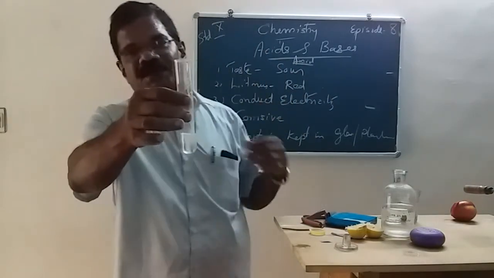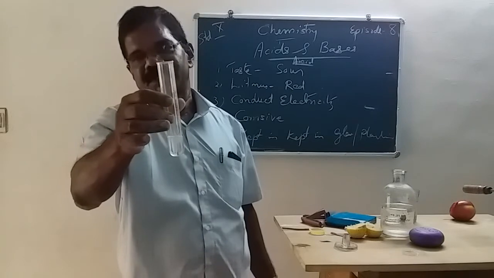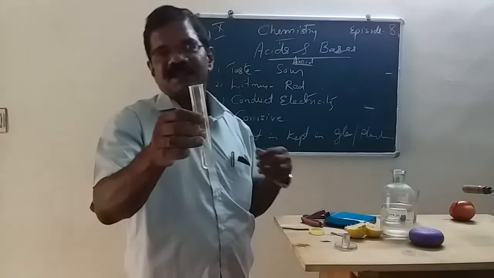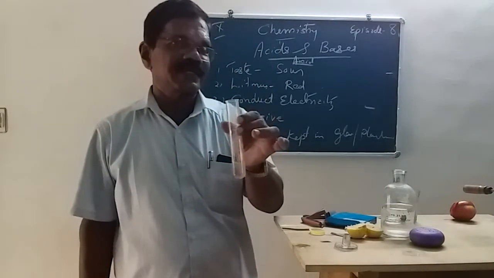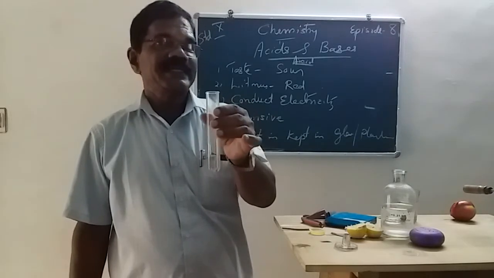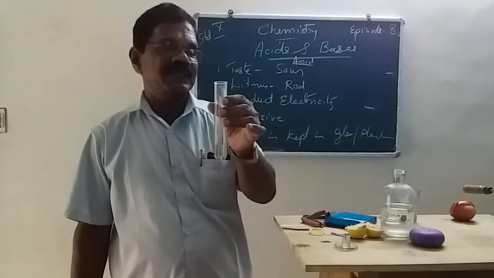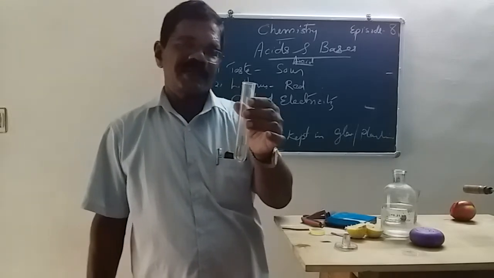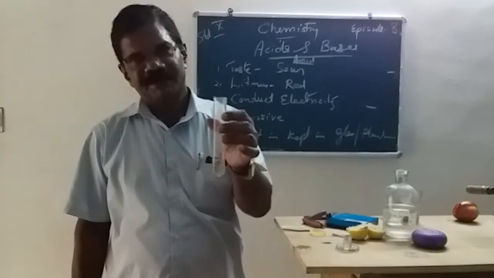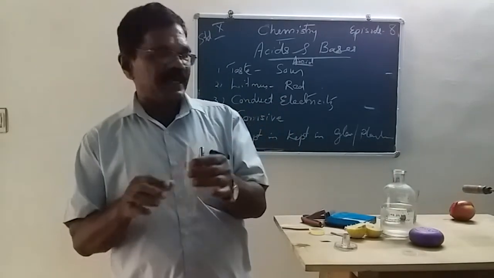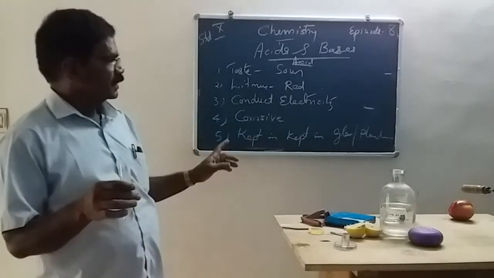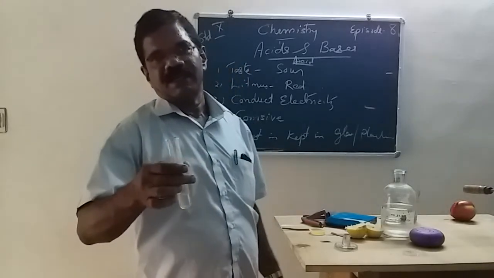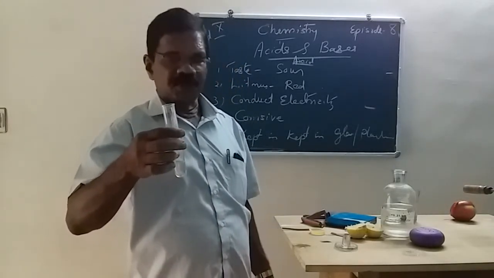This carbon dioxide gas is evolved. In the last class we already told you how we can test the presence of carbon dioxide gas. If we pass this carbon dioxide gas through lime water, it turns milky. Lime water means calcium hydroxide solution. It turns milky due to the formation of a precipitate, that is calcium carbonate. This is another property of acids: acids react with the carbonates to produce carbon dioxide and a salt.